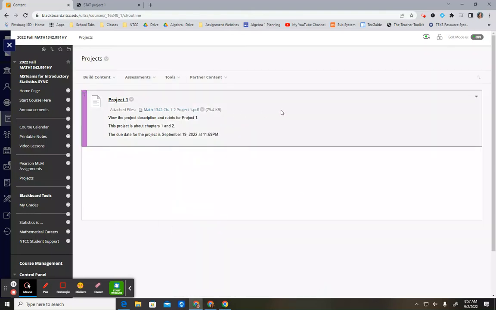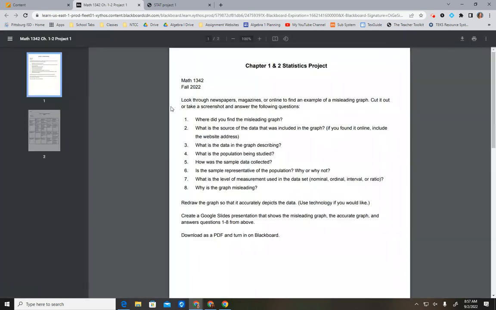Let's look at project one for statistics. So here is the instructions. What you're going to do is look through magazines, newspapers, online, probably mostly online, for some kind of example of a misleading graph. So look back on chapter two to know what a misleading graph would look like. And you are going to cut it out or take a screenshot and answer the following questions.